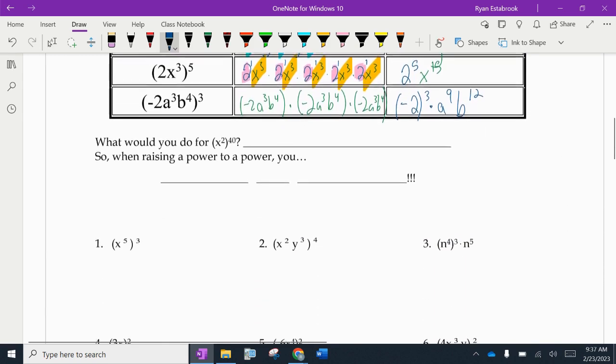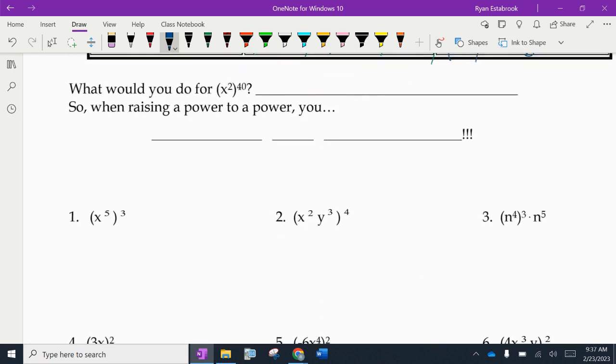So having seen all of those, if we had x squared to the 40th, there's no way that I want to do x squared times x squared a total of 40 times, right? That would be the long way of doing it. So what would you actually do with the 2 and the 40 to figure out what this is equal to? Multiply them. We've seen it a lot of times. 40 of those 2's. 40 times 2 is 80. So essentially, you are multiplying them, and we get x to the 80th power.